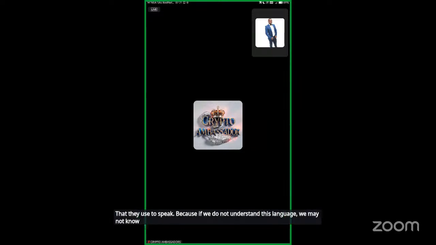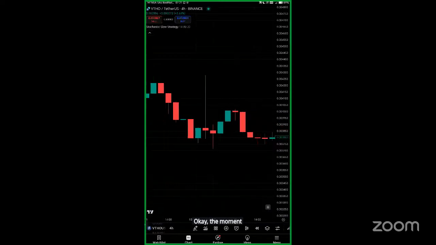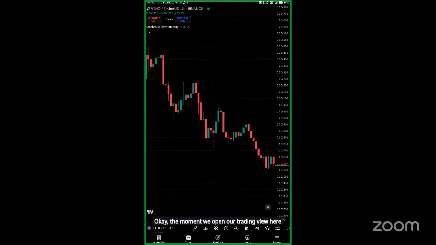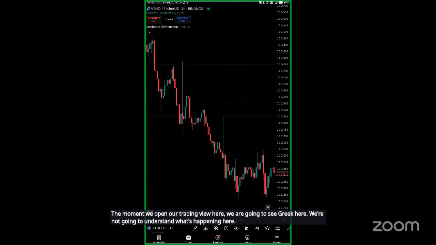So for us to be able to understand how these guys communicate in the market, we needed to learn this language that they use to speak. Because if we do not understand this language, we may not know. The moment we open our TradingView here, we are going to see Greek. We're not going to understand what's happening here. So we needed to learn this language.